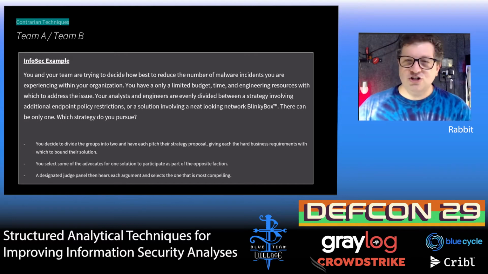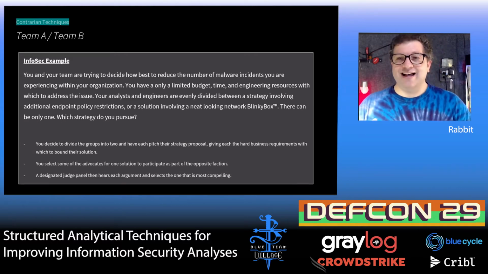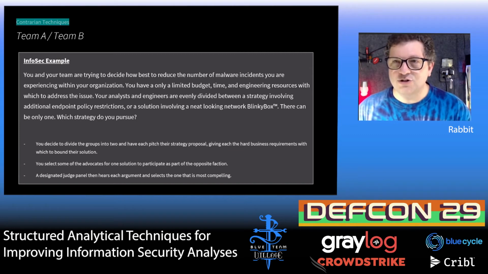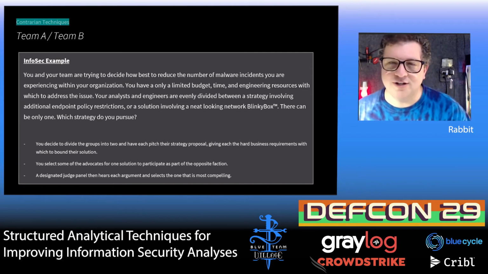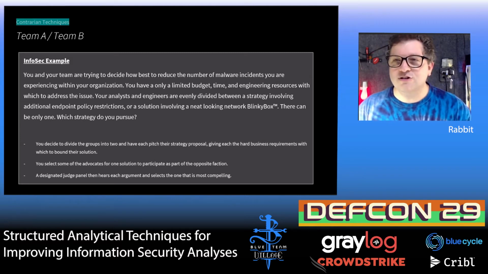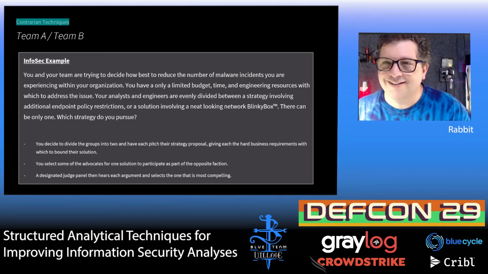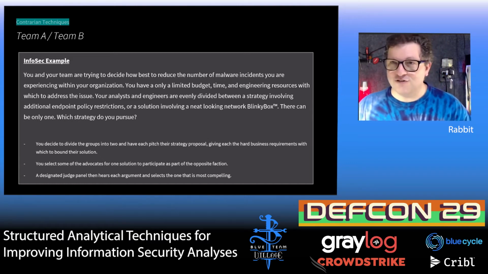So one thing you might do in that situation is tell each of those two groups to run with that idea and produce an analysis of why their solution is the best option, why we shouldn't consider the other option. And you might use the trick of cross-pollinating by taking people that are an advocate of endpoint restrictions and putting them on the network restrictions team, and vice versa, to get that cross-pollination.